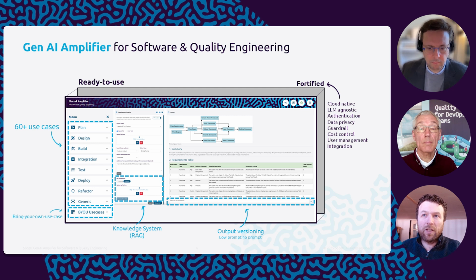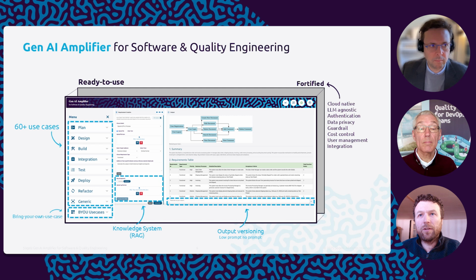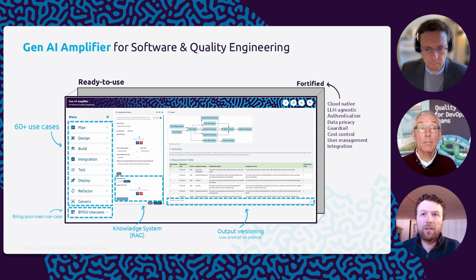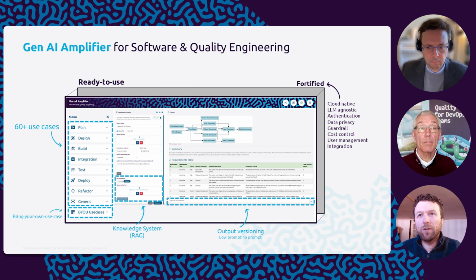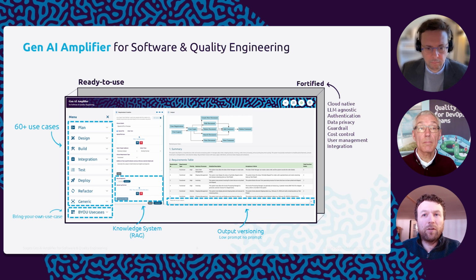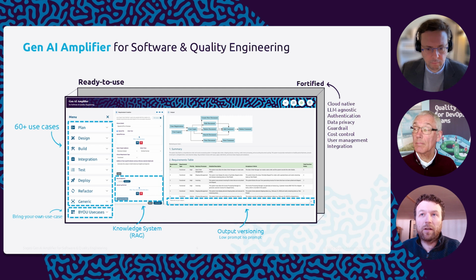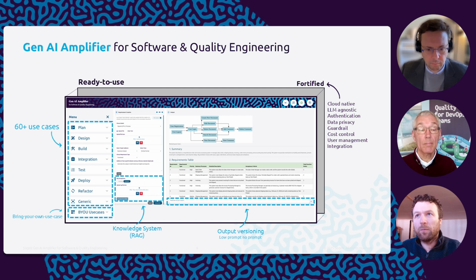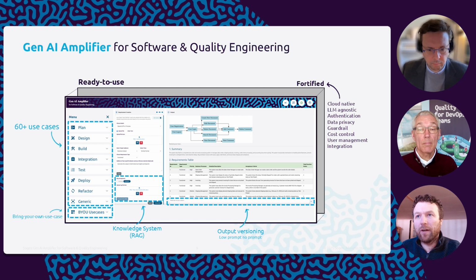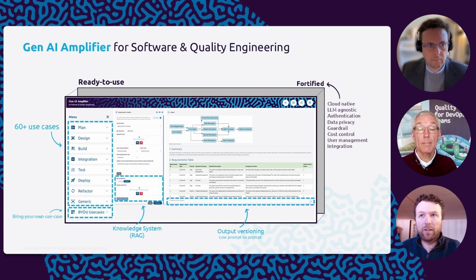Key is also understanding the context, as Antoine was explaining earlier. So what we also integrated in the Amplifier is a knowledge system using RAG technology. That gives you the opportunity to add your own context, your own information to the Amplifier, and that helps to make the result that's been generated even more fit to your needs and to your context.